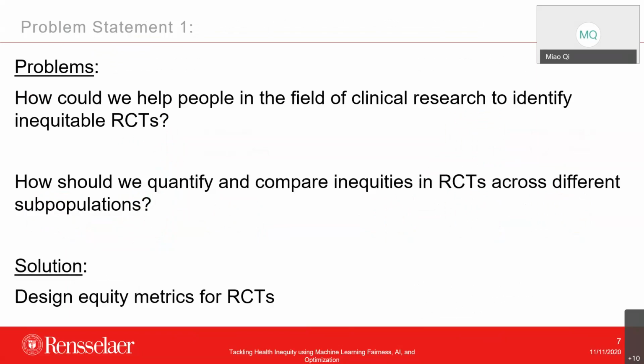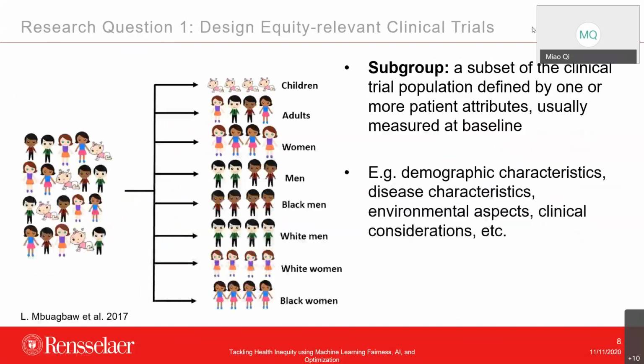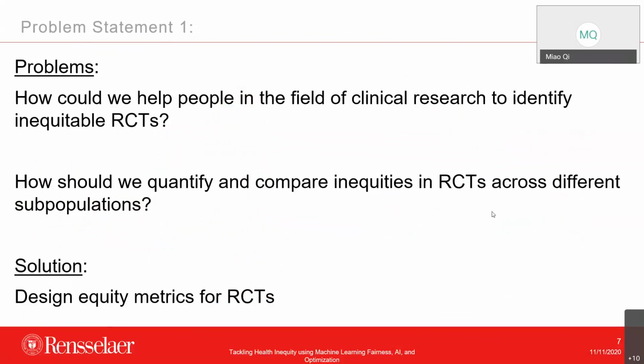So here, the problem that we try to solve is how we could help people in the field of clinical research to identify inequitable randomized clinical trials, and how we should quantify and compare these inequities in clinical trials across different subpopulations, like different racial minorities. And our solution is to design equity metrics for randomized clinical trials based on machine learning fairness research.